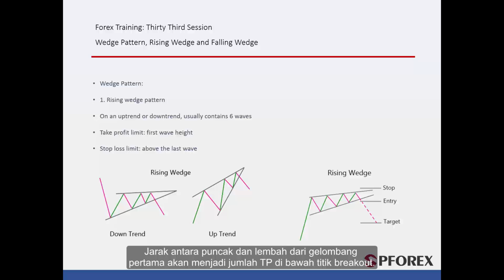The distance between the peak and the valley of the first wave could be our TP amount below the breakout point. The distance between the peak and the valley of the last wave should be our SL amount above the breakout or entry price.